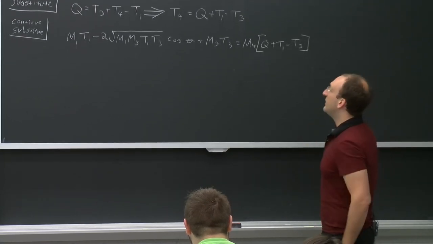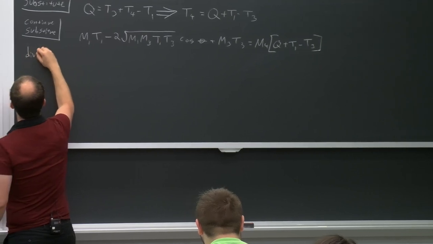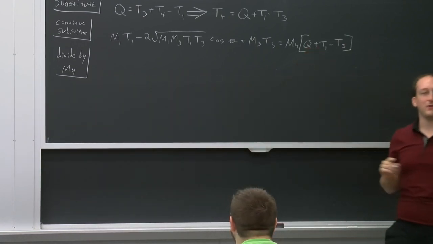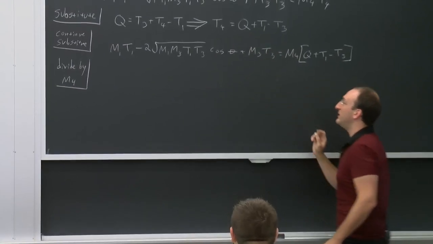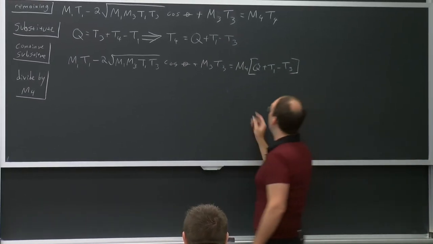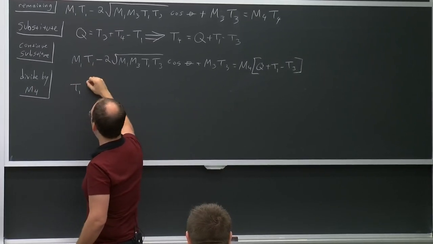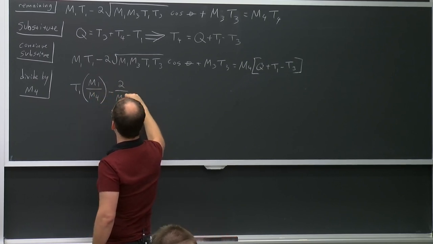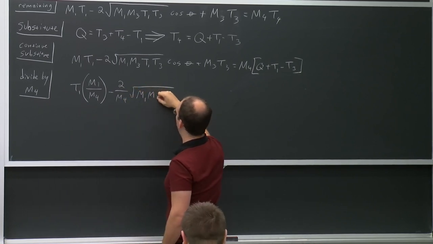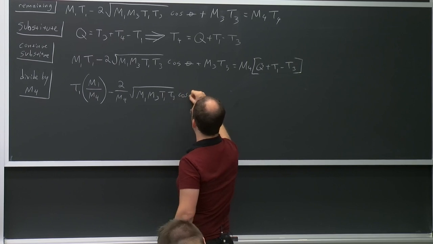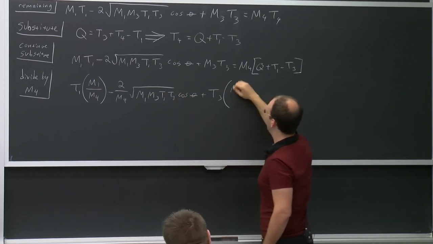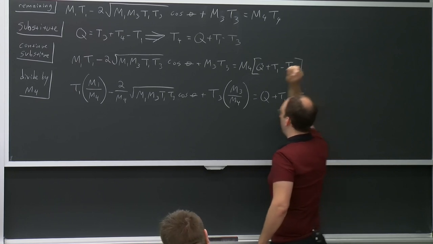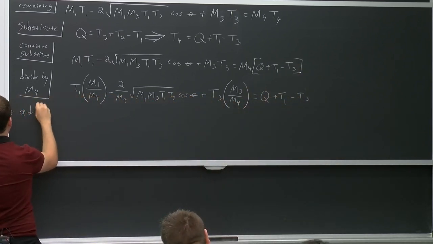OK, so let's start off by dividing by M4. Our goal now is to try to isolate Q, because this is something that we would know or measure, and it will relate all of the other quantities, only one of which we won't really know yet. So let's divide everything by M4. So we have T1 times M1 over M4 minus 2 over M4 times root of all that stuff, plus T3 times M3 over M4 equals Q plus T1 minus T3. And we've almost isolated Q. I'll call this step just add and subtract.